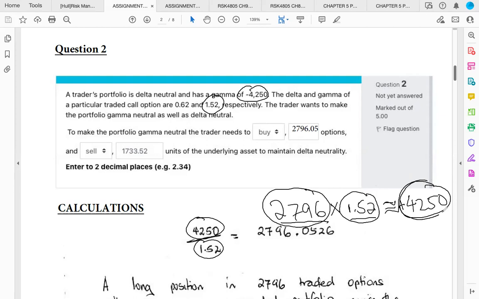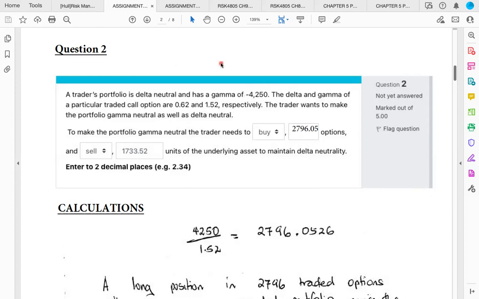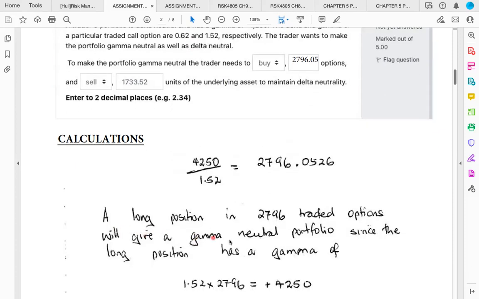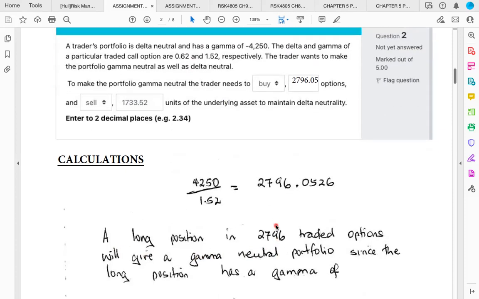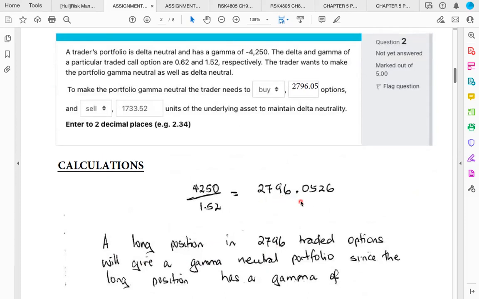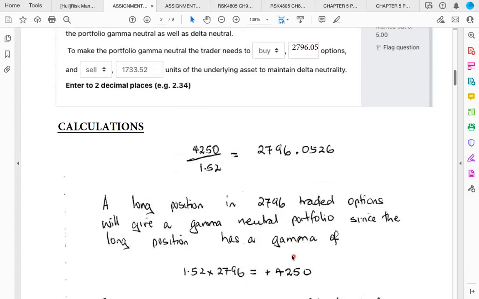And then this positive gamma will offset the negative gamma already in our portfolio, and that will make our portfolio gamma neutral. The negative that we have here will need to be offset by a positive here. And remember, we said that a positive on the gamma for a derivative means that we need to take a long position in 2,796 traded options, such that our portfolio will be gamma neutral. So what will happen here is that currently our portfolio has a negative gamma of 4250.